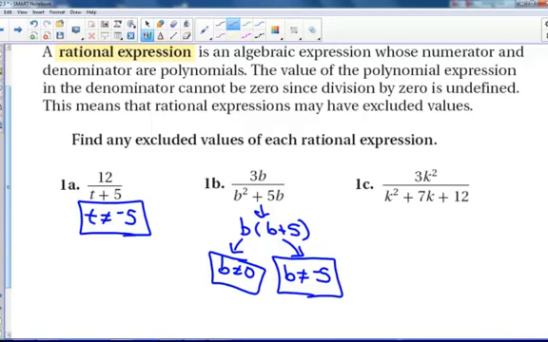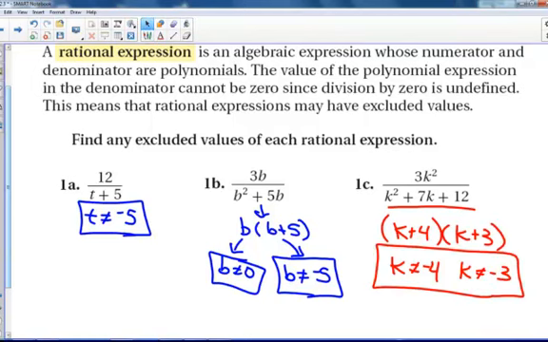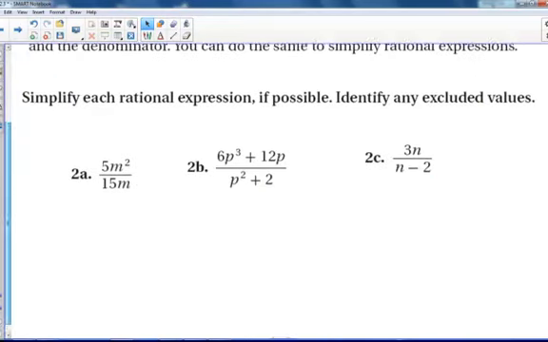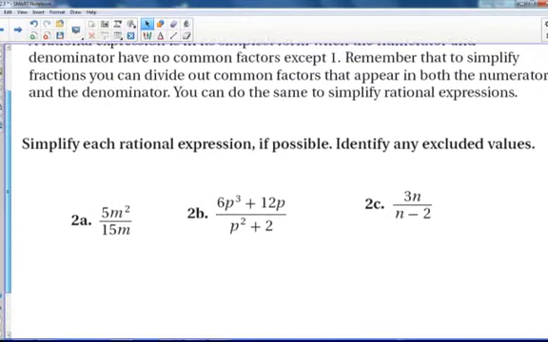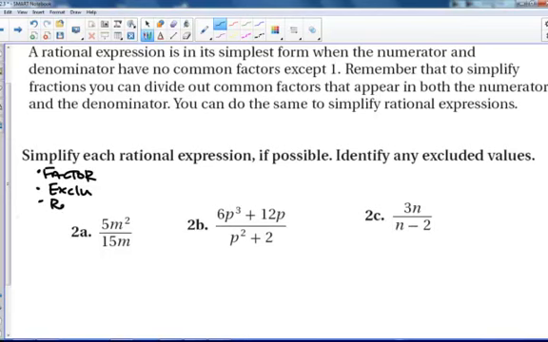And over here, again, I factor k plus 4, k plus 3. So k cannot equal negative 4, and k cannot equal negative 3. If my denominator is 0, I get error. When denominators are zeros, you have those asymptotes, which the graph gets closer and closer to, but never touches. So we need to factor first. Then we need to state our exclusions, and then we need to reduce.